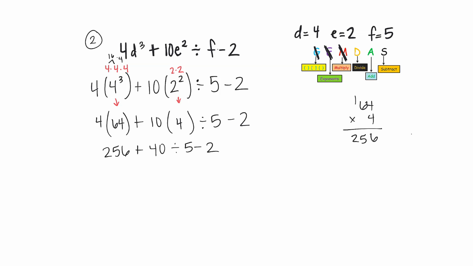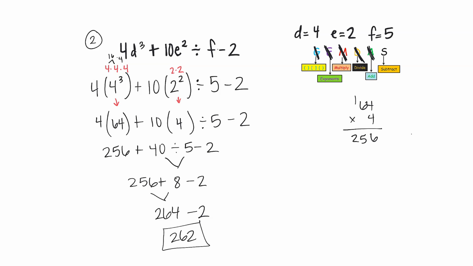Now I'm looking for division, and I see some right here. 40 divided by 5 is 8. Bring down the rest of our expression. Okay, now I'm going to look for addition or subtraction going left to right. I see I have addition here. So 256 plus 8 would be 264 minus 2. Now we can go ahead and do our subtraction. Ta-da! And we have done our order of operations.